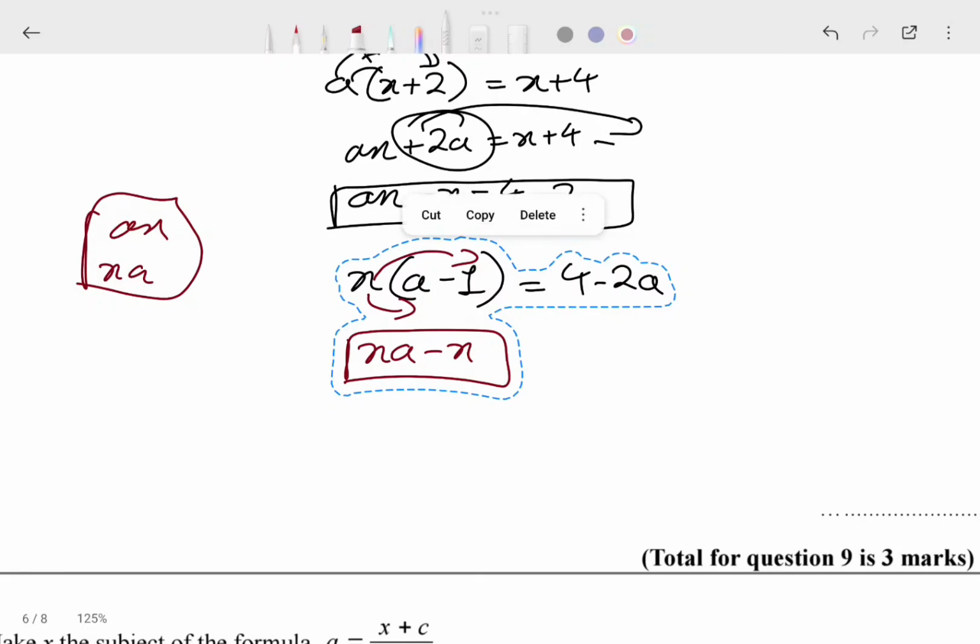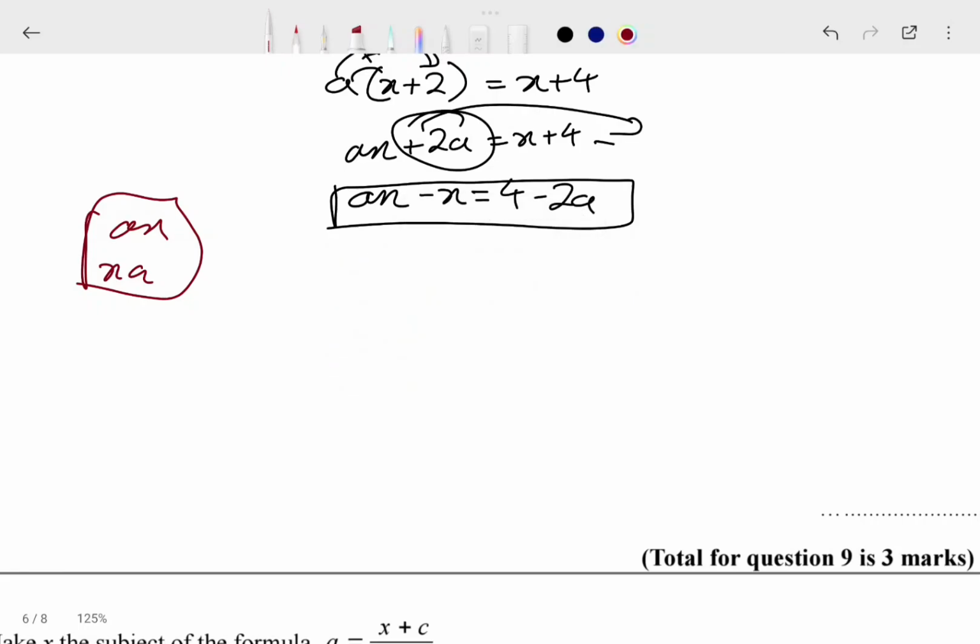Again, I'm going to repeat this step for you guys: I'm going to take x in common. Let's take 1x. How will we get ax? In order to get ax, we need to multiply x with a, so in the bracket just write a. Then we need to get minus x. So x multiplied by minus 1 gives us minus x. Then 4 is equal to minus 2a.